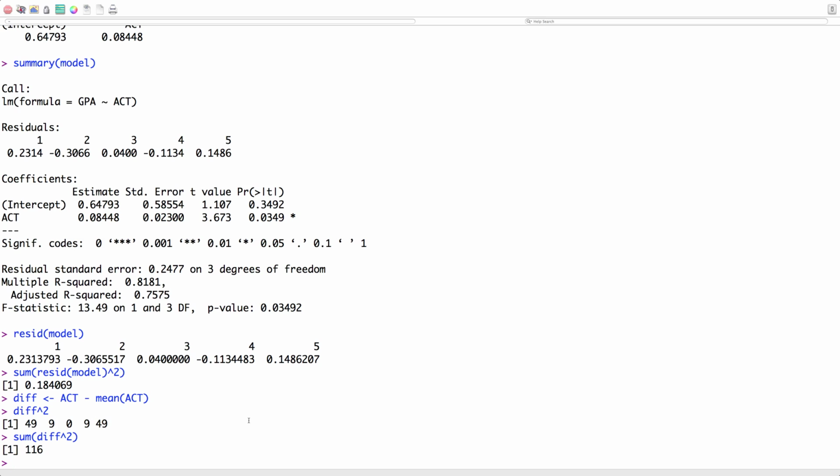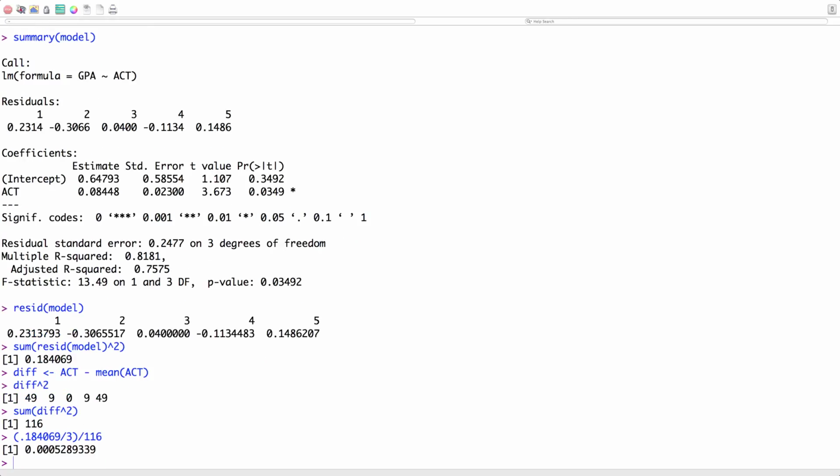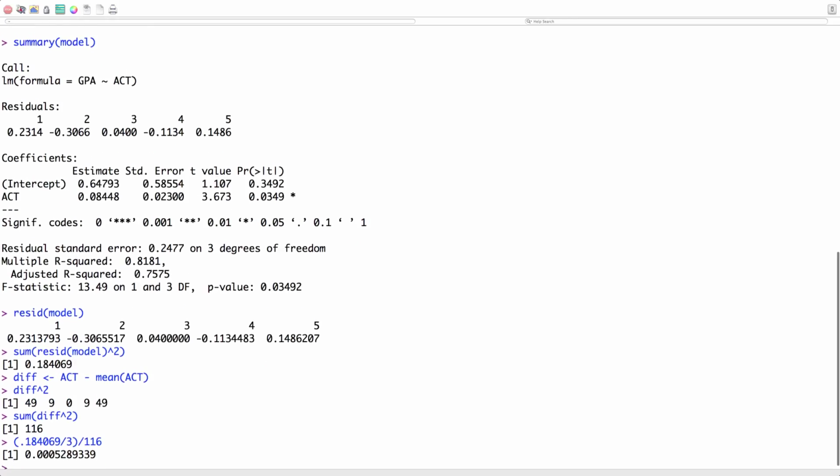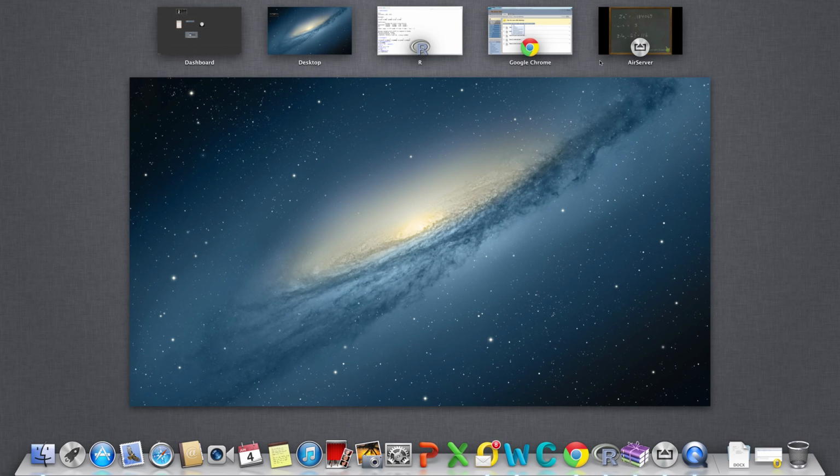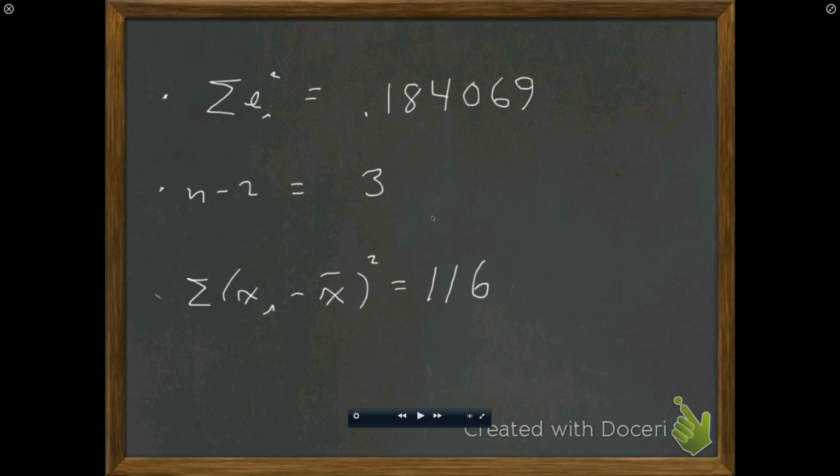We get a summation of 116. So guys, putting everything together, we need to take 0.184069 divided by 3, divided by 116, and we get 528. So what's going on here? Our sum of our errors squared.